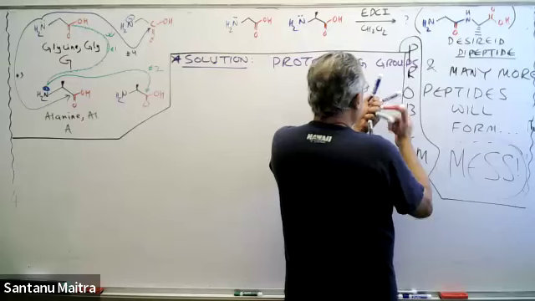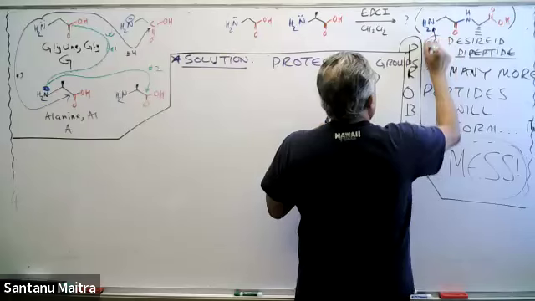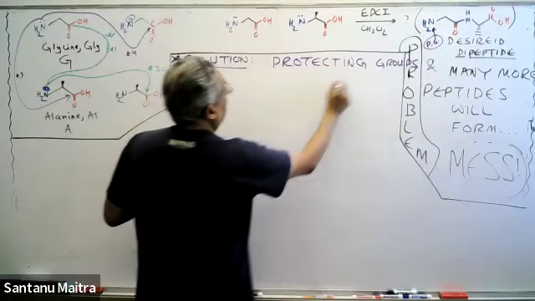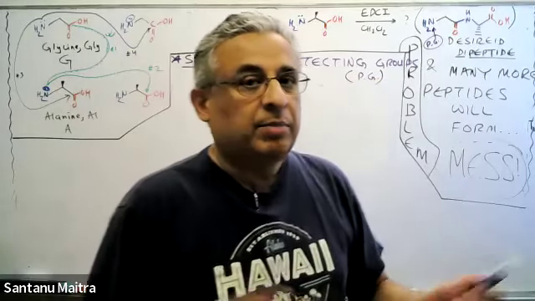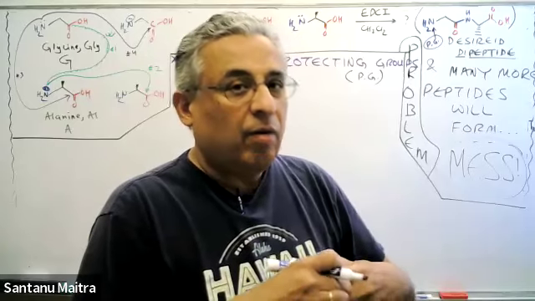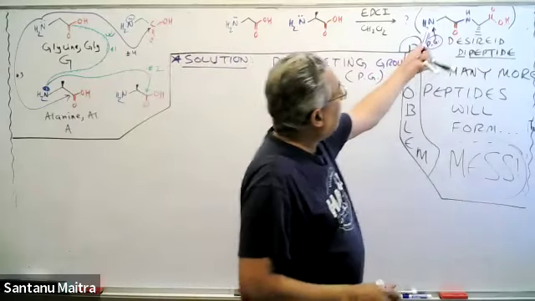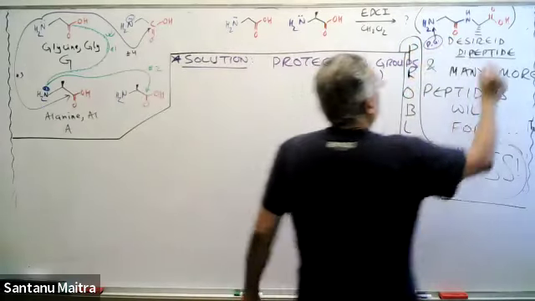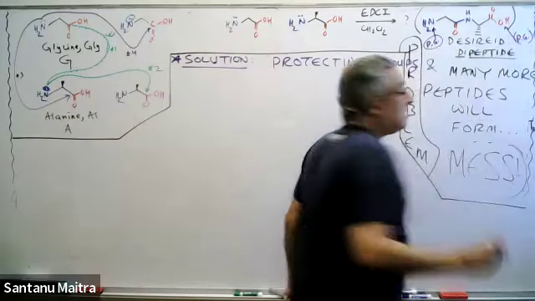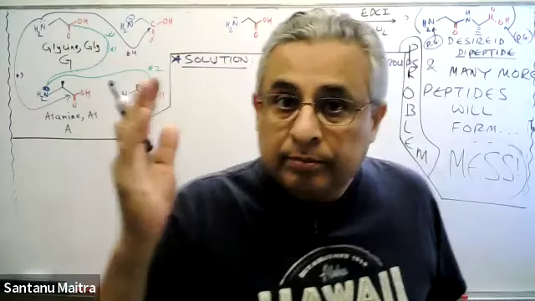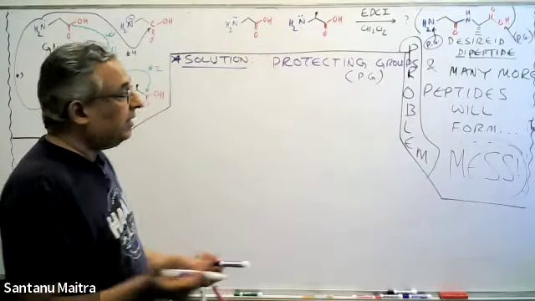So you want a protecting group here, PG. I know abbreviations can be overwhelming and annoying and irritating, but I don't have that much space here. You want to protect the N end of the glycine, and you want to protect the C end of alanine. Easy. The C end of alanine is easier than the other one.